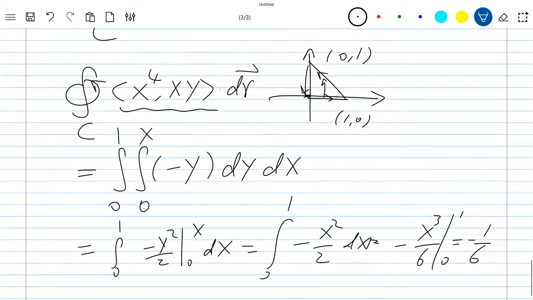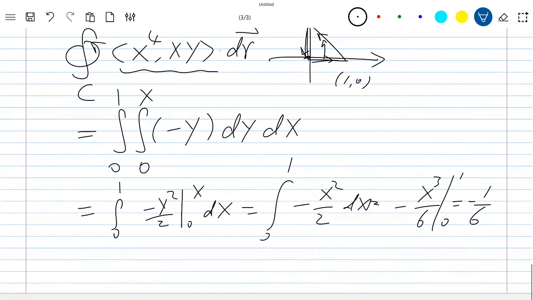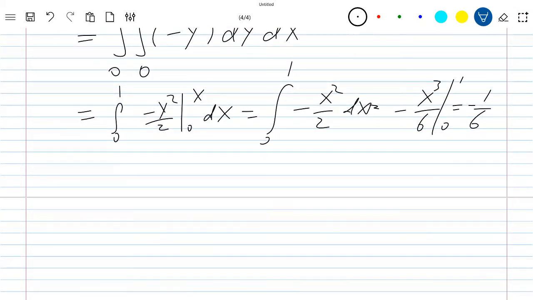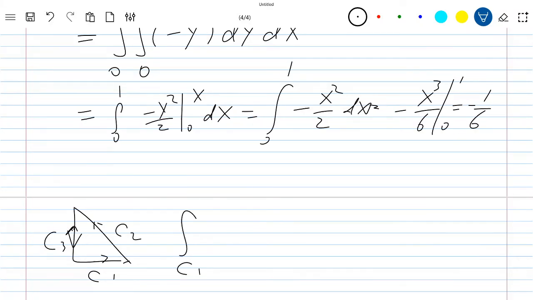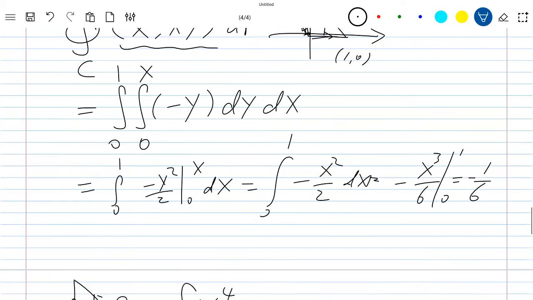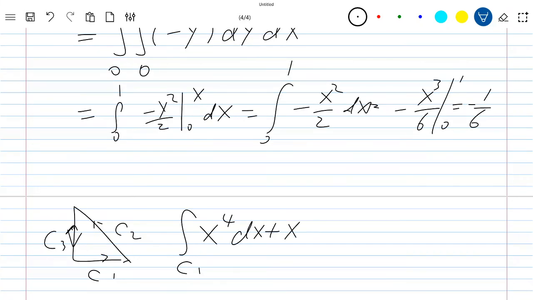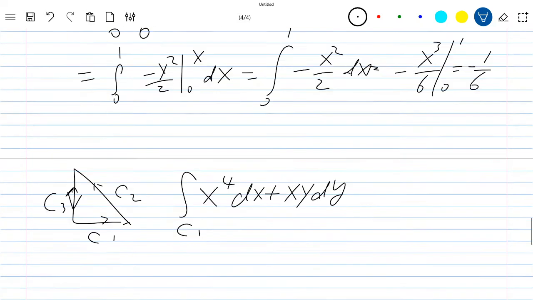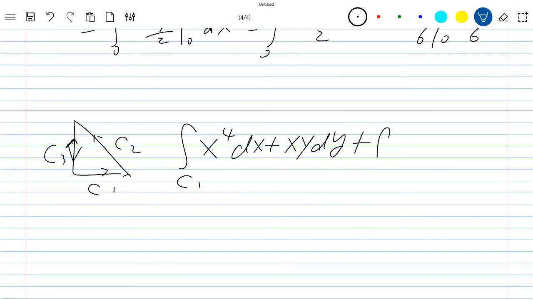If you do it directly, let's see what you get. Well, it's not too hard because two of the segments are horizontal or vertical. But let's see. So if you do it directly, then you have to cut this into C1, C2, and C3. C3 is downward. Right, so let's see. C1, you have x to the fourth dx plus xy dy. Right? Then you add the integration along C2 and along C3.